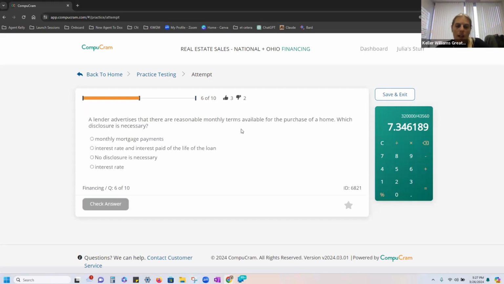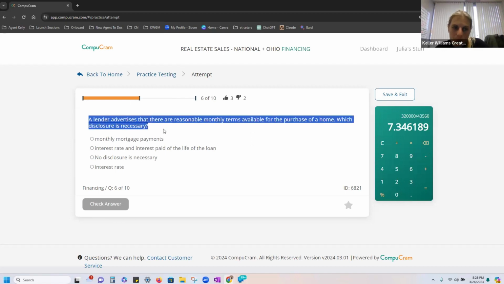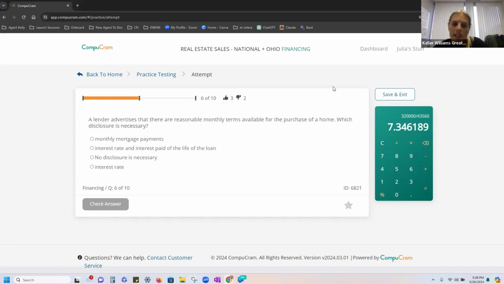Cool. Next question. A lender advertises that there are reasonable monthly terms available for the purchase of a home. Which disclosure is necessary? A, monthly mortgage payments. B, interest rate and interest paid over the life of the loan. C, no disclosure is necessary. Or D, interest rate.